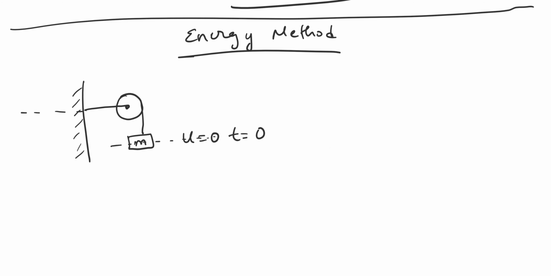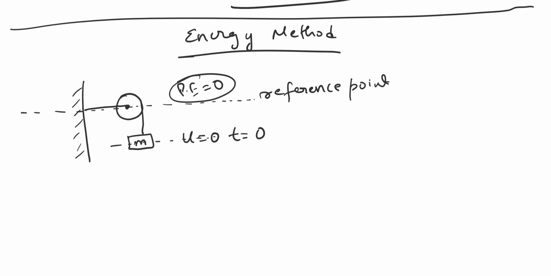We'll consider the height of the center of mass of the pulley as the reference point. What does it mean? That means potential energy at this line is 0. Whatever potential energy we measure will be from this point. Potential energy above this point would be positive, and potential energy below this point would be negative. Now what is happening? This mass is falling down till height h.